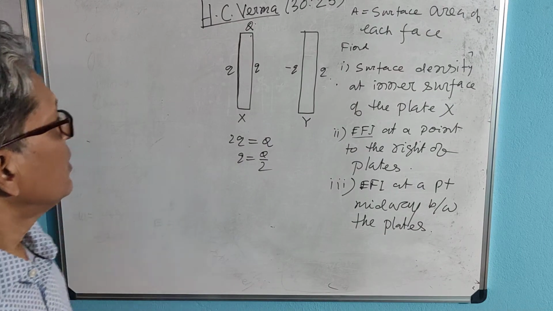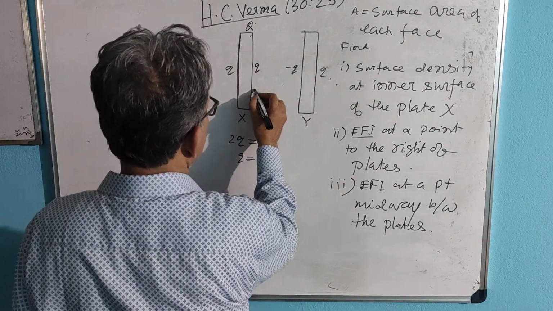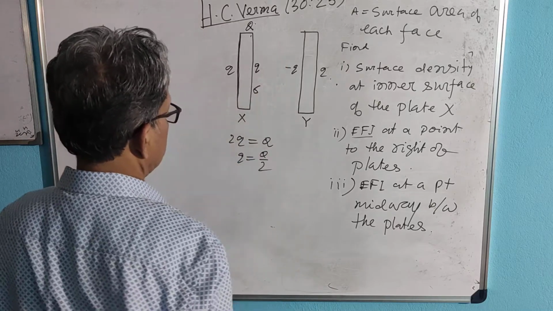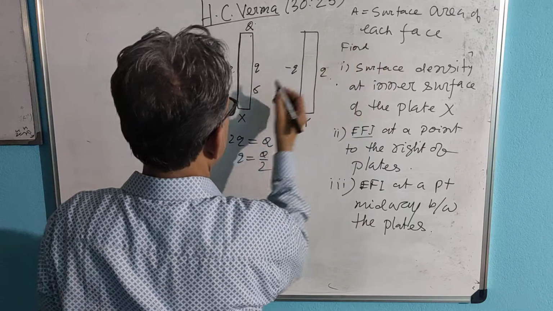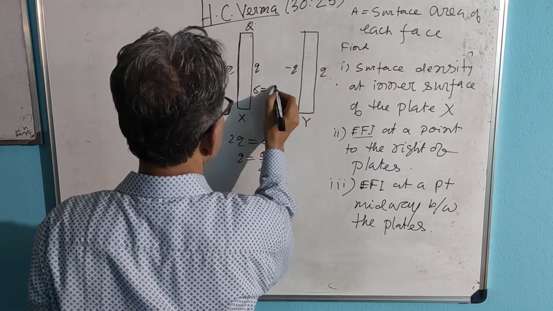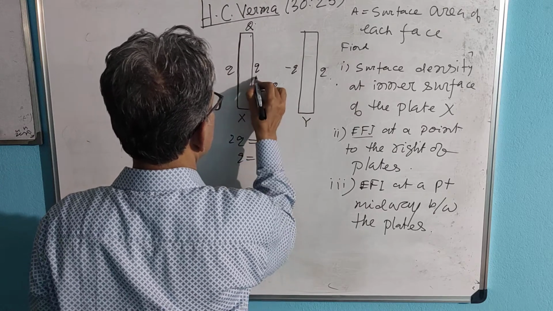Now you have to find the surface density of charge. What will be the surface density? Each surface has area A, then Q by 2A is the surface density. This is my answer, number 1.